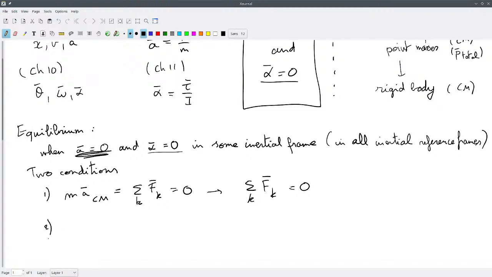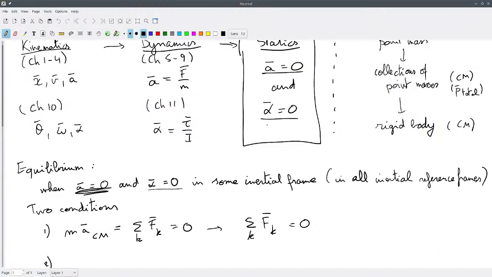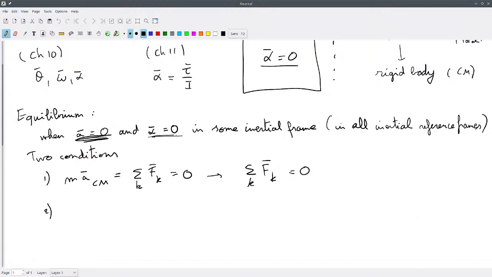The second condition will of course come from the angular acceleration part, which has to be 0. In that case, our Newton's law looks like this, where now we have the sum of all the torques equal to the moment of inertia times the angular acceleration. Now, since the angular acceleration has to be 0, all of this has to be 0, so the sum of all of the torques will have to be 0.